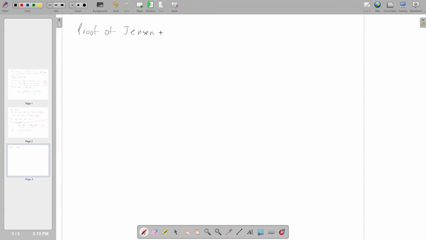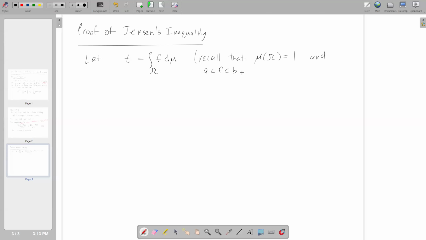Jensen's inequality. Okay. So first let t equal the integral of f. That's my t. Recall that the measure of omega is 1 and f is sitting between a and b. So that means that t is sitting between a and b.